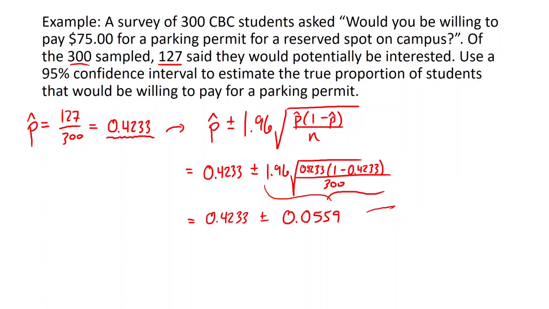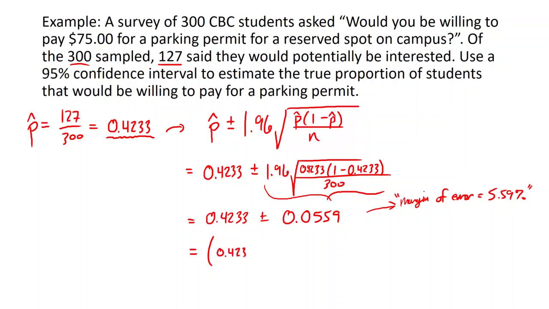So this right here is our margin of error. So you might see it in a newspaper or magazine or something like that. They might say, 42% of people were interested with a margin of error of 5.59%. That's one way to report this result. Okay, but for a confidence interval, we just go the extra step and calculate the lower and the upper bound. So we're going to get two numbers.